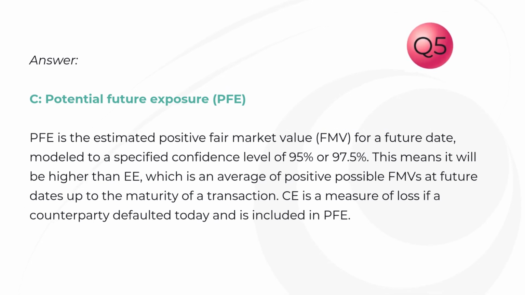PFE is the estimated positive fair market value, FMV, for a future date, modeled to a specified confidence level of 95% or 97.5%. This means it will be higher than EE, which is an average of positive possible FMVs at future dates up to the maturity of a transaction. CE is a measure of loss if a counterparty defaulted today and is included in PFE.